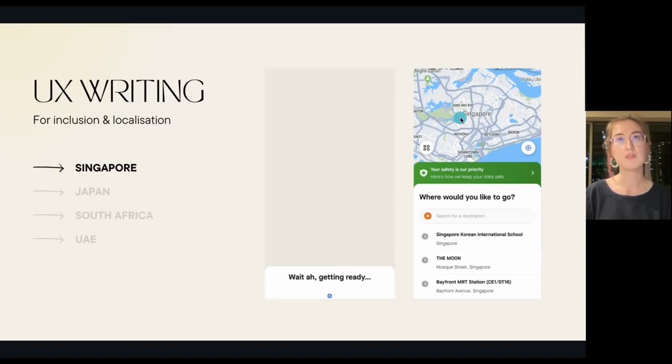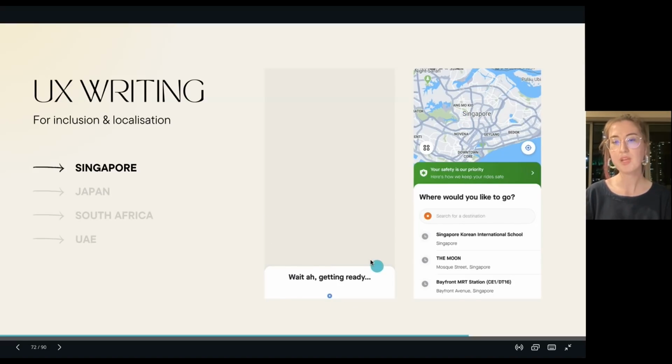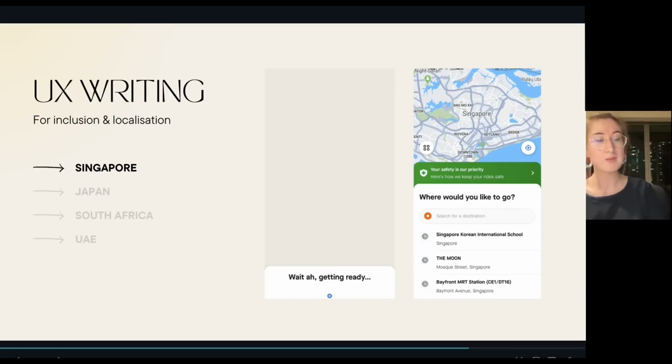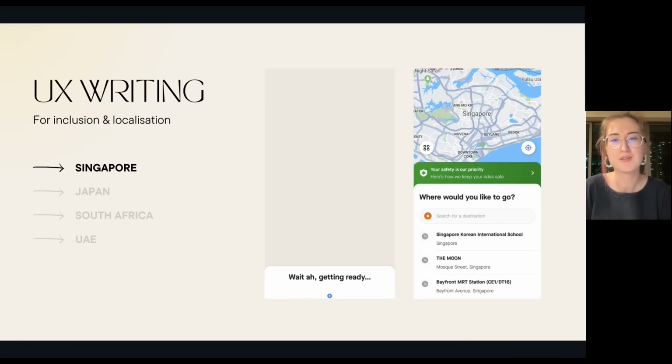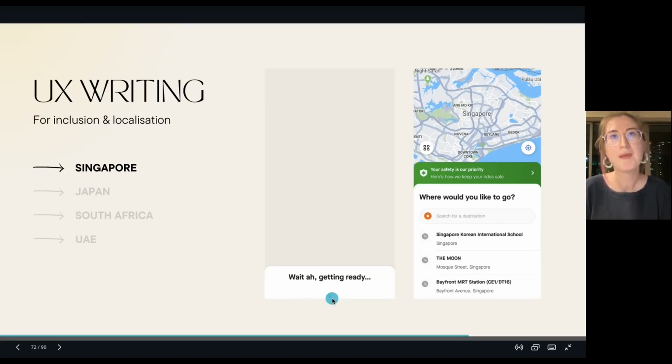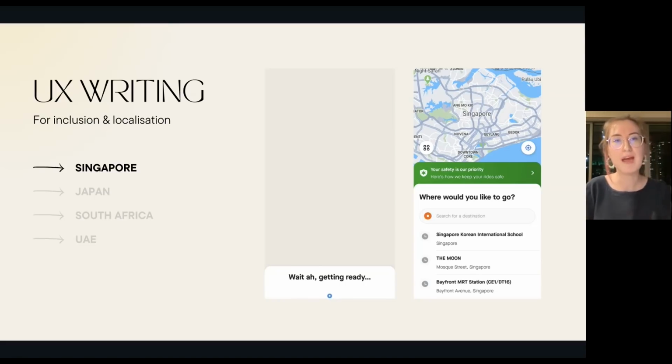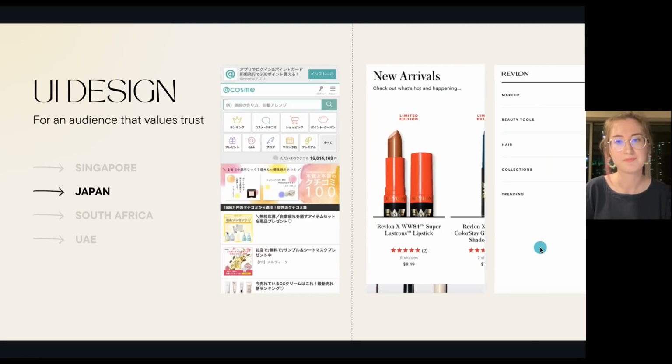So there's an app I use called Gojek, which is basically to order a taxi. And you'll see here on the loading screen, instead of saying loading, it says wait a, getting ready. And that's so cool to me because in Singlish we say wait a, give me a minute, wait a. We use this to just sort of soften things. And this app wouldn't work anywhere else in the world. People would be like, what is this, a typo? But when you're using it in Singapore, really the power of language is coming into app design, and it creates a more localized, delightful experience.